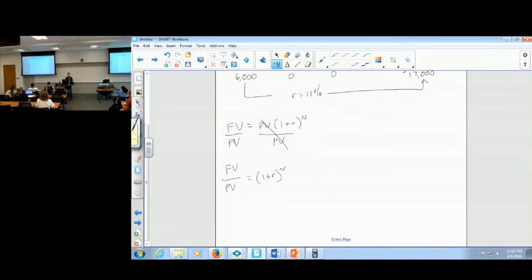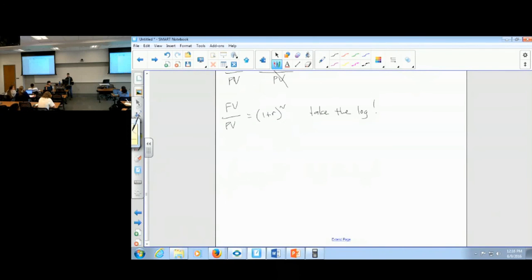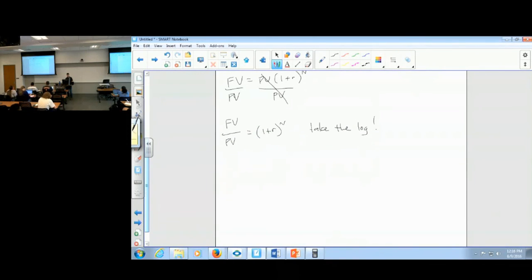Anybody remember how to do that? You really got to do it in calc class somewhere. If we take the log of both sides, what happens is that exponent goes out in front and gets multiplied in front of the log. Right? So that's what we're going to do. We're going to take the natural log of both sides.